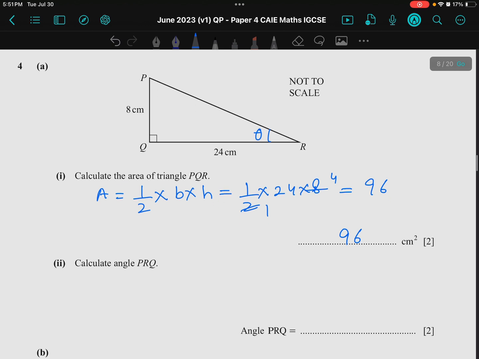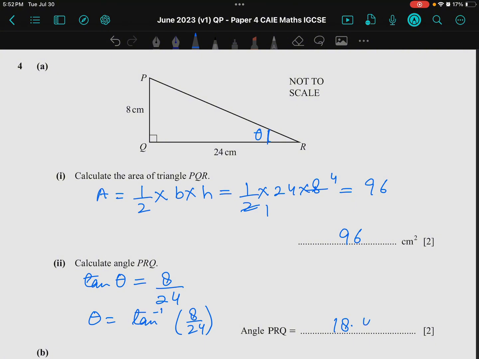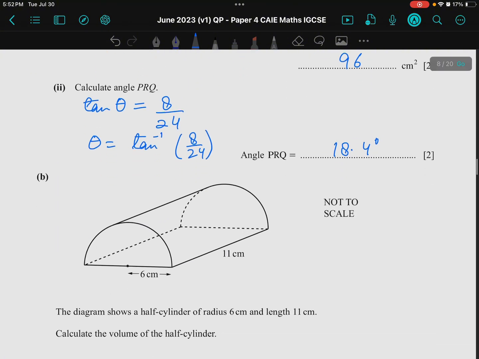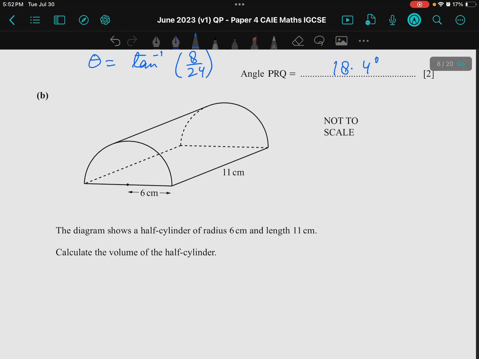Calculate angle PRQ. We have already taken this as theta. So tan of theta is equal to opposite upon adjacent, which is 8 upon 24. So theta is equal to tan inverse 8 upon 24, giving me the answer as 18.4 degrees.